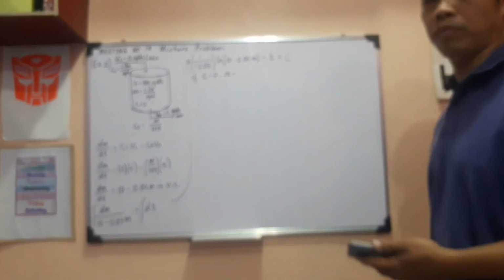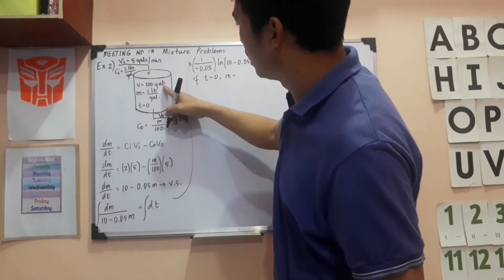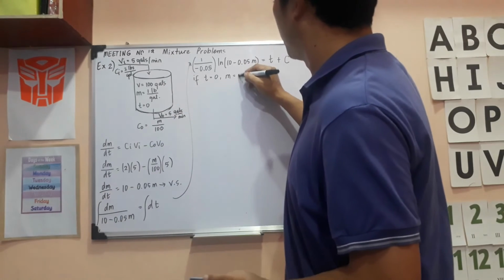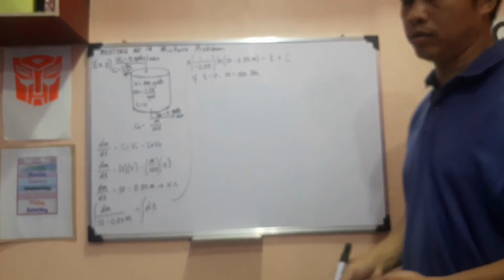Okay, pag yan nilagay mo, mali. Bakit? 1 pound per gallon, ilang gallons ba yan? 100. So, therefore, 100 pounds ang laman yan. So, nandun yung trick doon, ano?